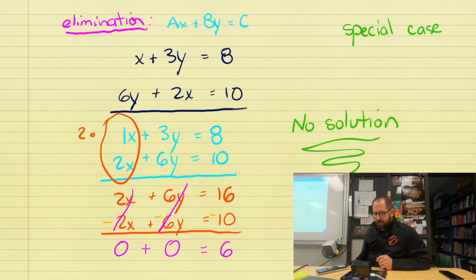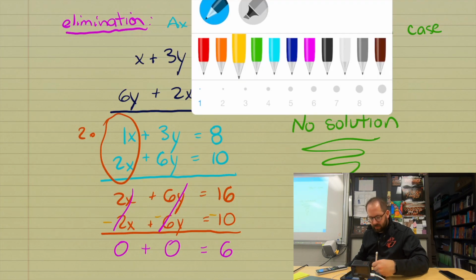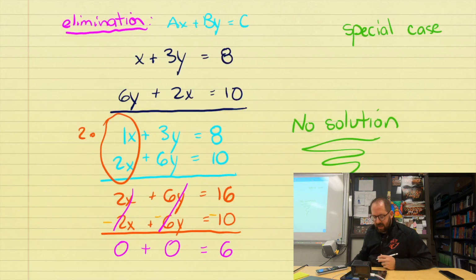Here it is. It was right here. It was right at this point. I'm going to highlight it down here. This is the point when you should notice you're not going to have a solution or you'll have another special case. Do you notice how the x's matched, the y's matched, but then the numbers on the other side didn't? That's a red flag.